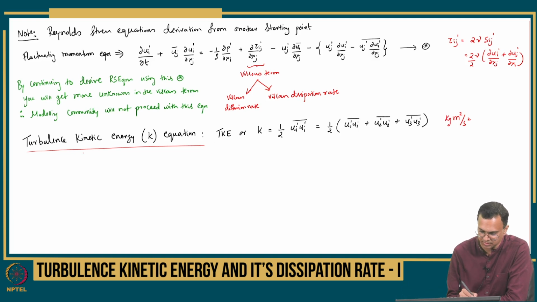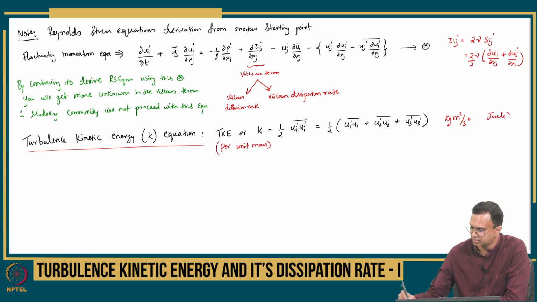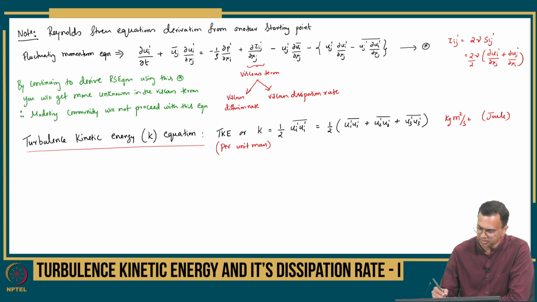So this is per unit mass. Multiplying by mass will give me joules, kg meter square per second square. So by definition this is your turbulence kinetic energy. We need an equation for it because energy is a scalar. One way of looking at turbulence is that I don't want to look at directional dependency and anisotropy; I would like to look at it as turbulence energy, k.